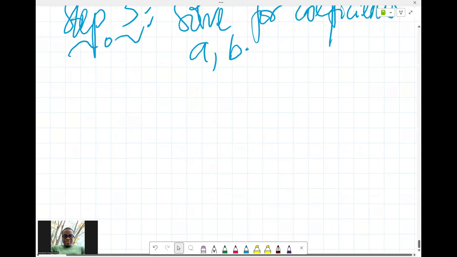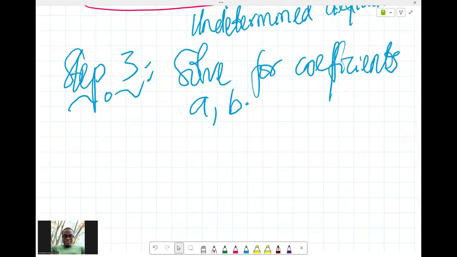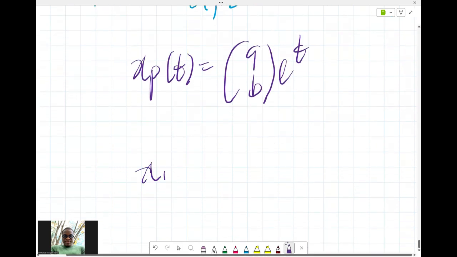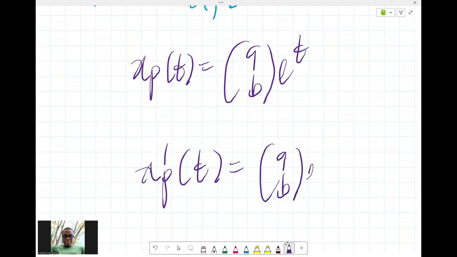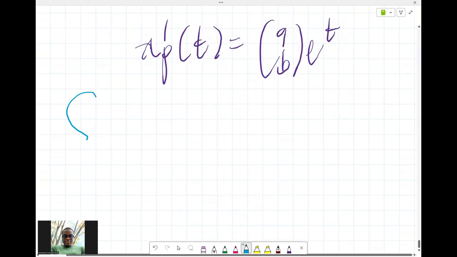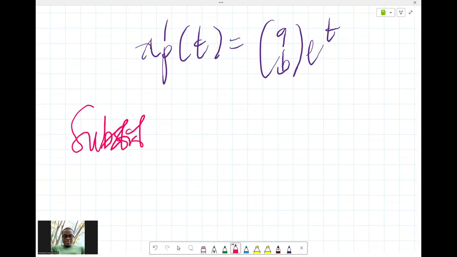All right. From the original expression, we have x prime, a first order thing. So it means you have to differentiate that xp once. So if you have xp of t to be a b e raised to power t, then xp prime of t is equal to, of course, a b e raised to power t. Nothing changes, right? It remains exactly the same thing. So the next thing I want to do is to substitute into the system.